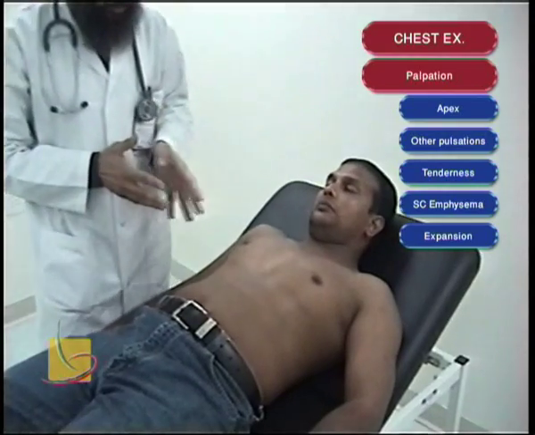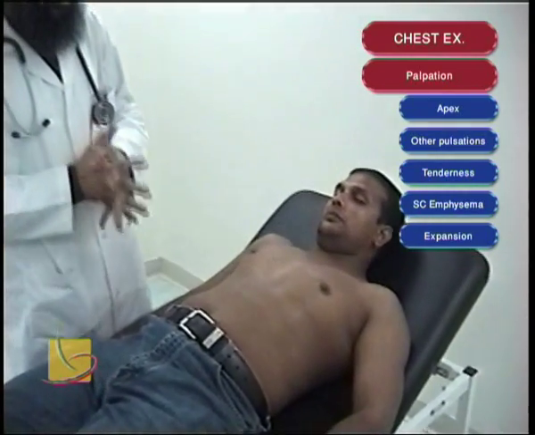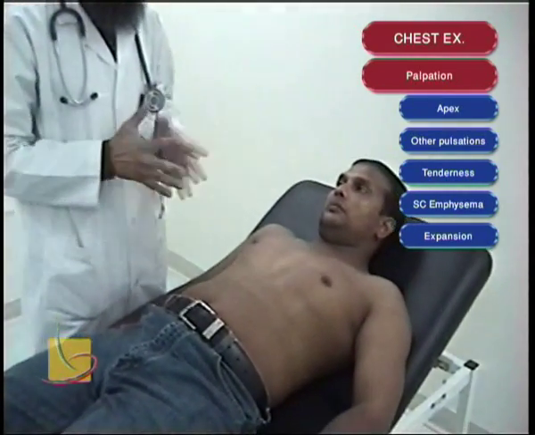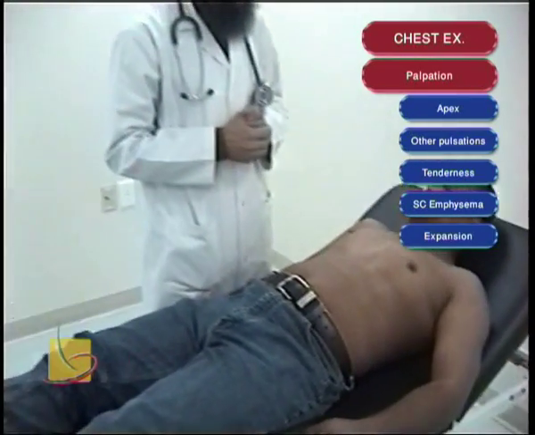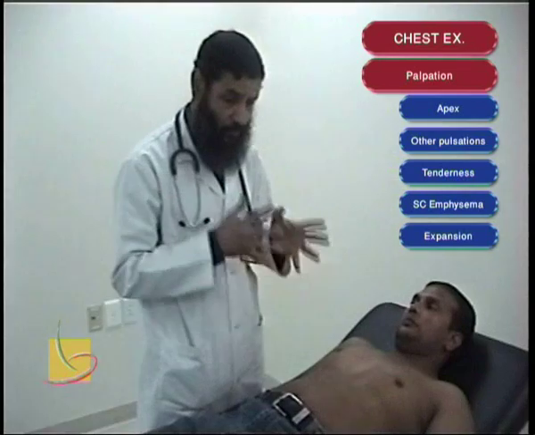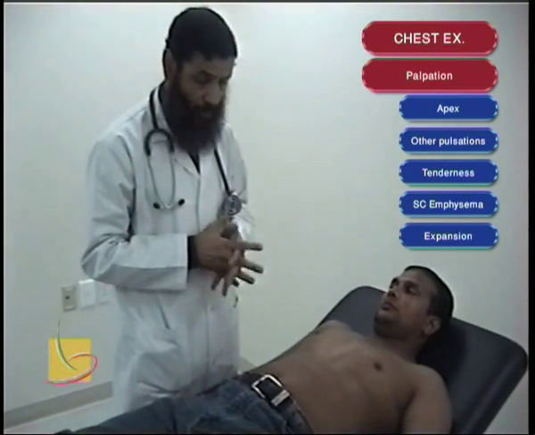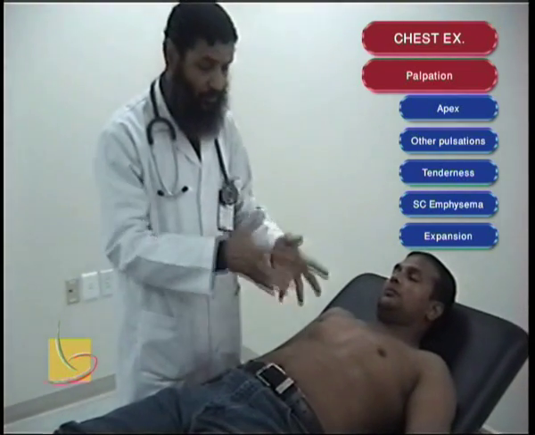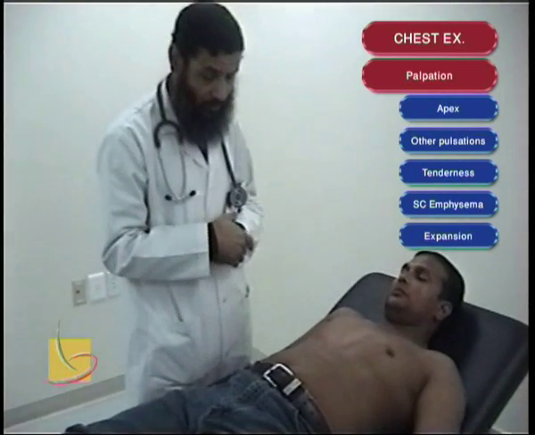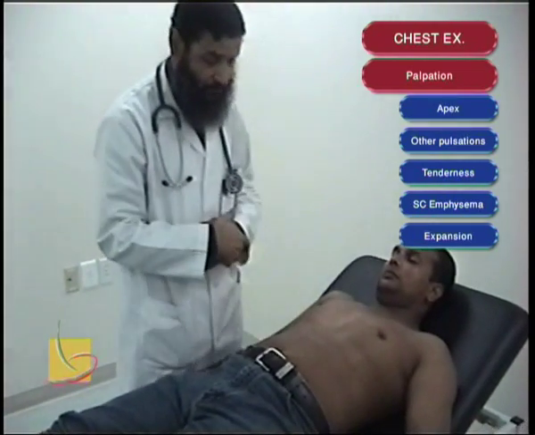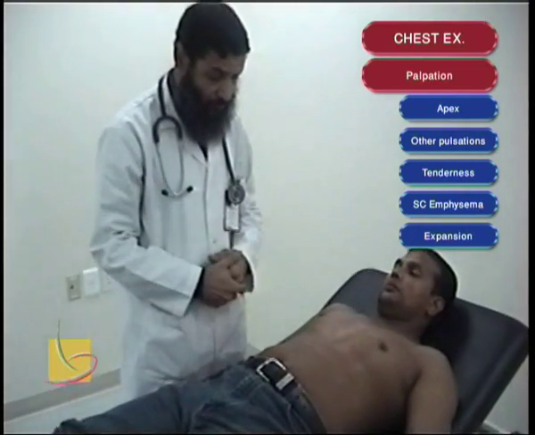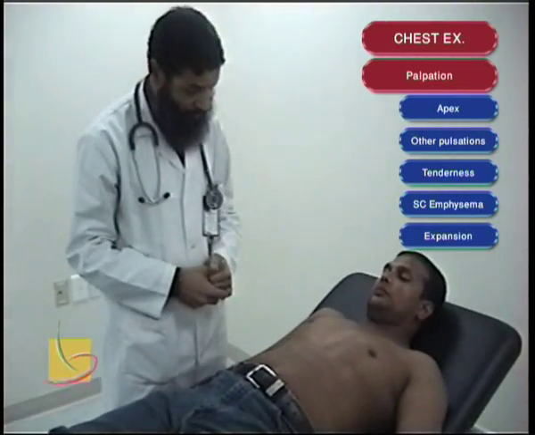What are the causes of reduction or decreased chest expansion bilaterally? Bilaterally, of course, the most common is chronic obstructive airway disease. Then, interstitial lung disease. Trauma of the chest if it is bilateral. But unilateral, of course, the differential diagnosis is wide.